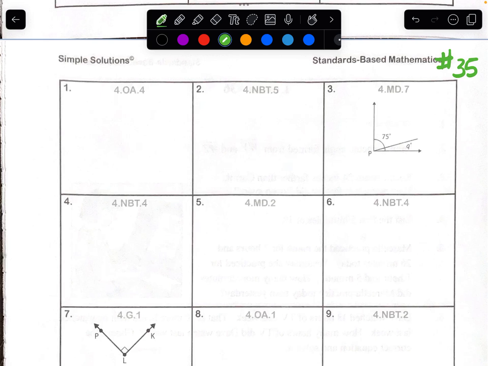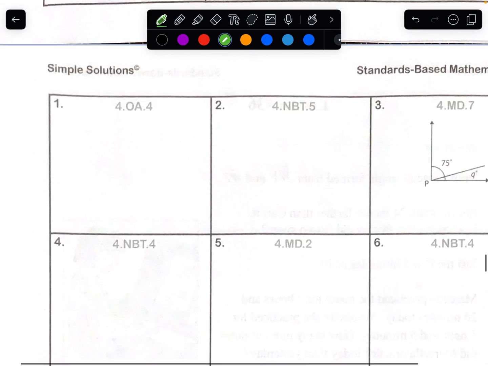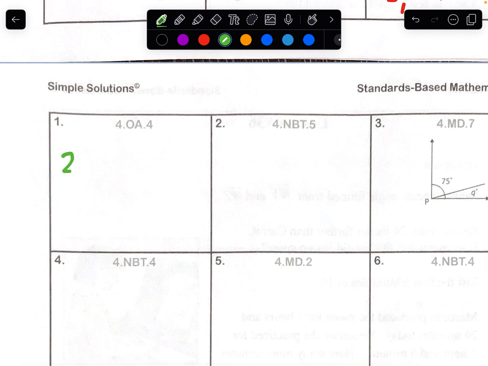Right, this is simple solution number 35. Number 1, I want you to list the first 5 multiples of 2. Multiples are just your skip counts: 2, 4, 6, 8, 10. Or if you started with 0, I will count that as well.